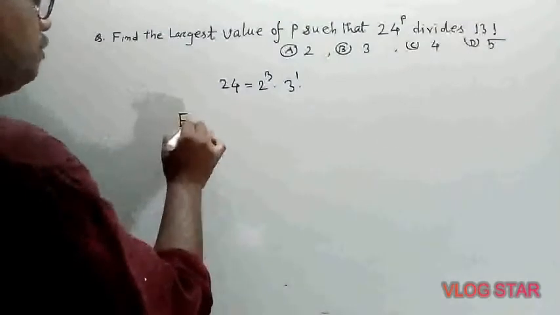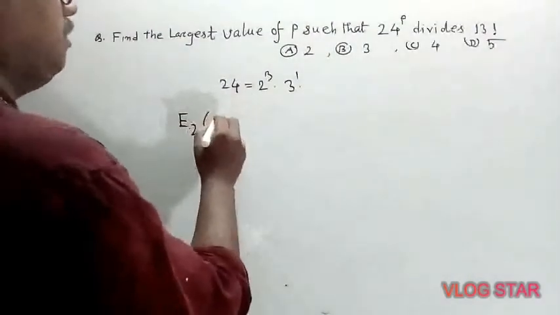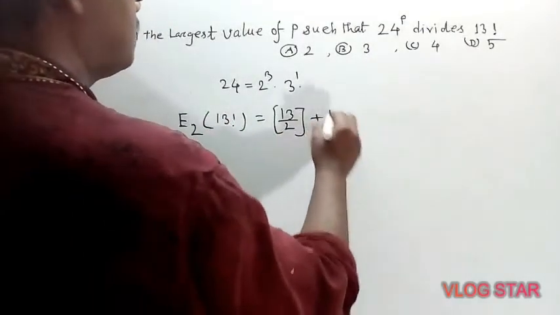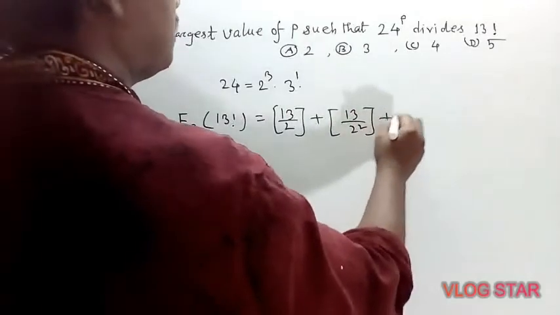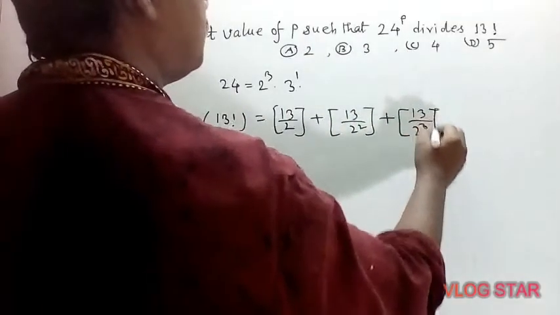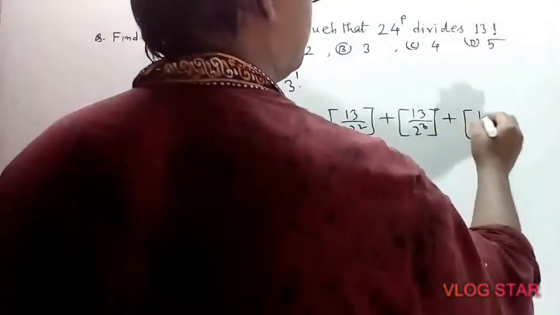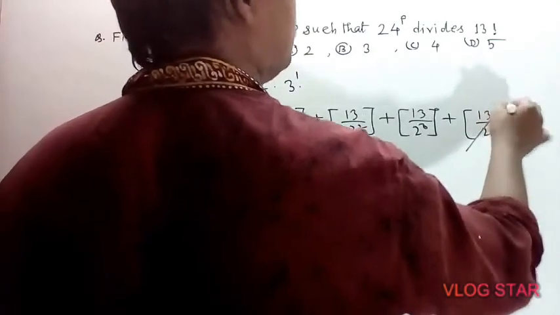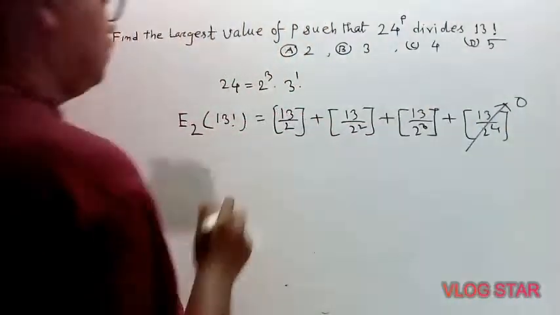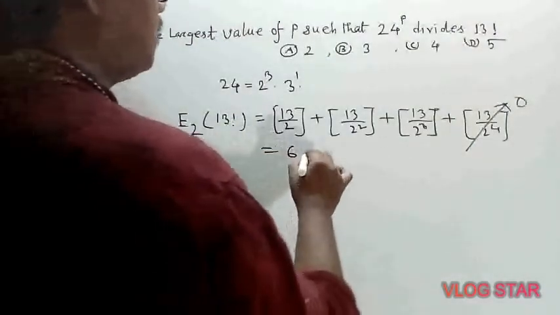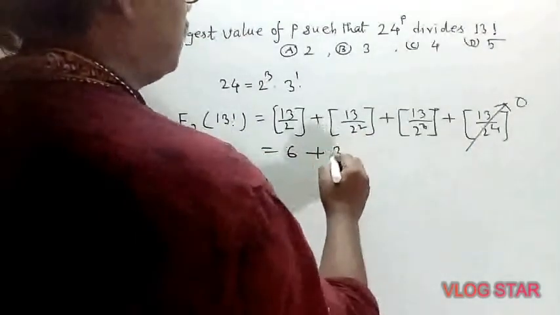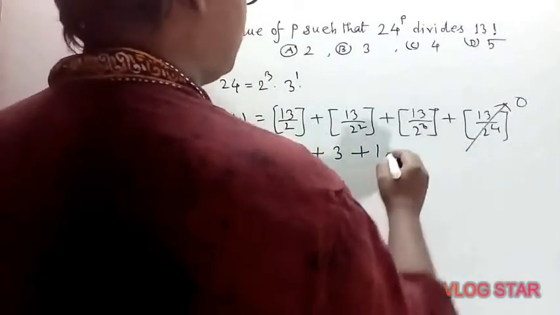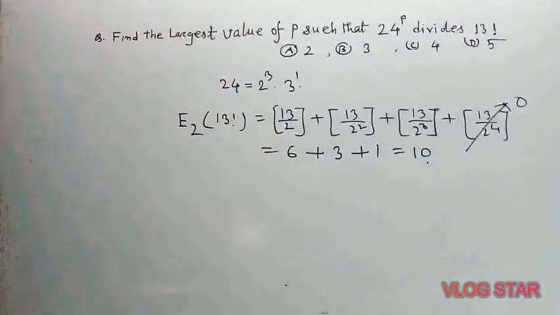So we first find the exponent of 2 in 13 factorial. This equals 13 by 2 plus 13 by 2 square plus 13 by 2 cube plus 13 by 2 power 4, but that is 16 and 13 by 16 is less than 1, so its value is 0. After that all values are 0. So 13 by 2 is 6, 13 by 4 is 3, and 13 by 8 is 1, which makes 10. The exponent of 2 in 13 factorial is 10.